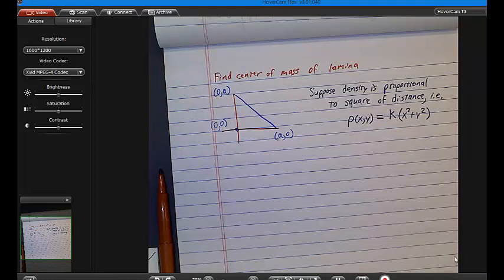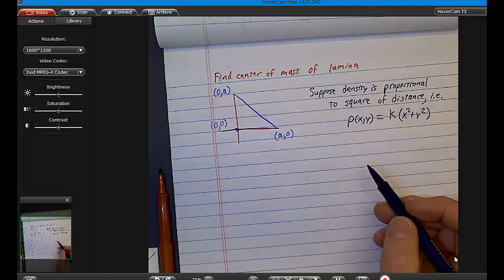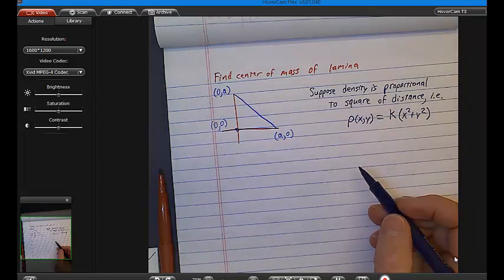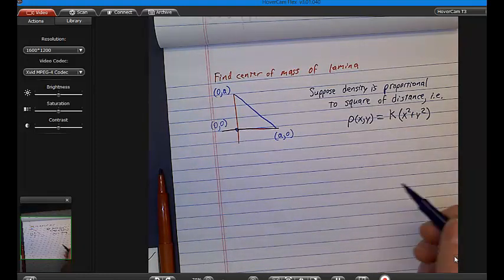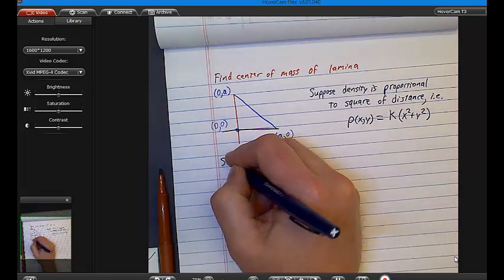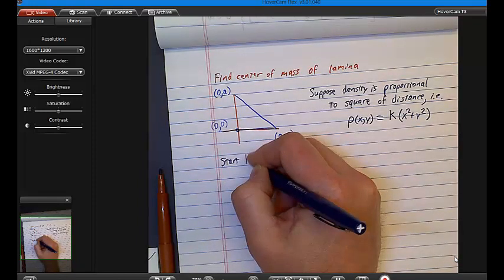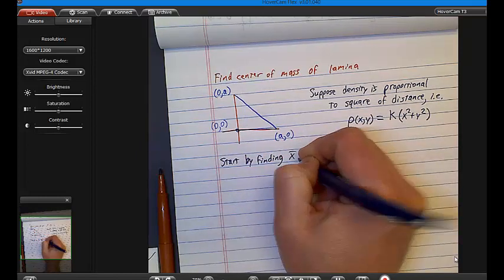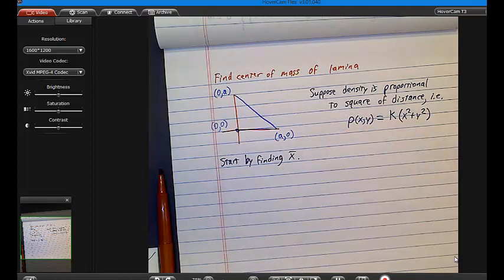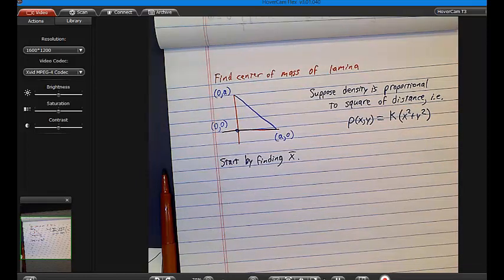Okay. So now we want to find the center of mass. I guess that's going to be the question: can you find, so I'm going to say this, start by finding x bar. And we'll turn you loose and see how that goes. You guys are welcome to work together on this if you want. It's not a bad move.